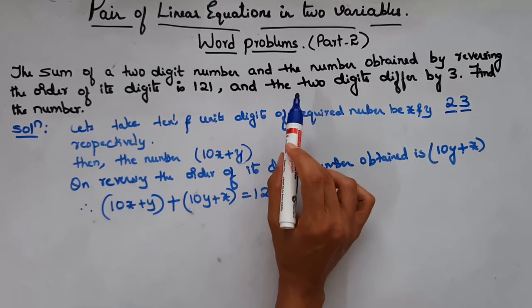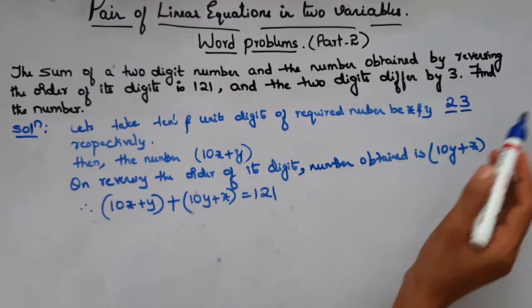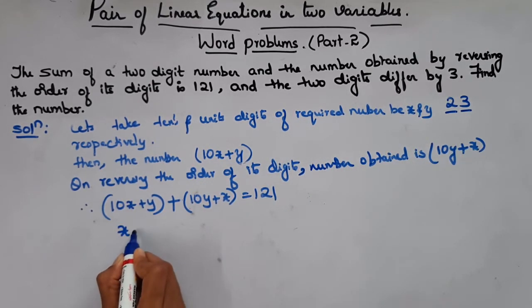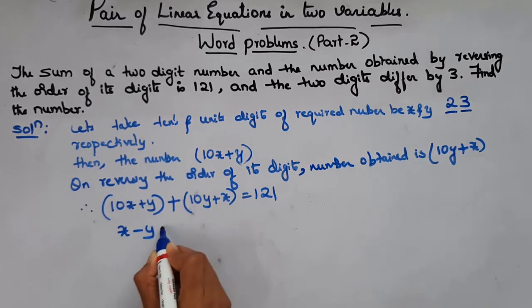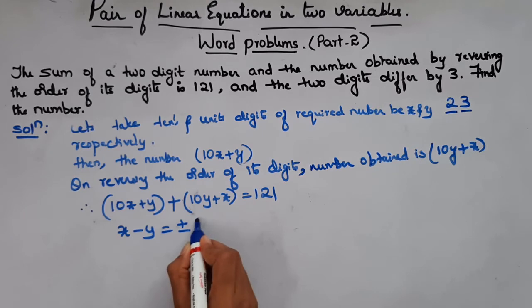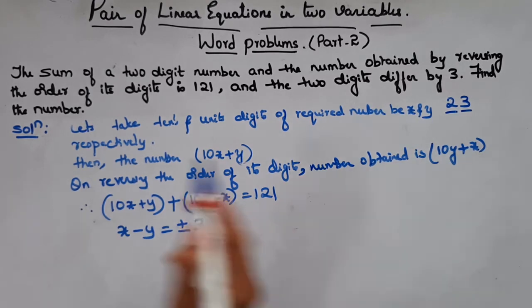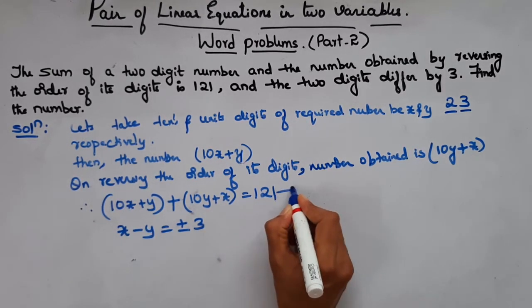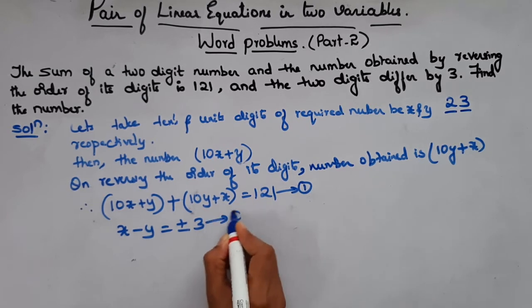And the question continues, the two digits differ by 3. So the two digits are x and y, right? So x minus y, differ means it can be plus 3 or minus 3, right? Find the number. So let's take this equation 1 and 2.